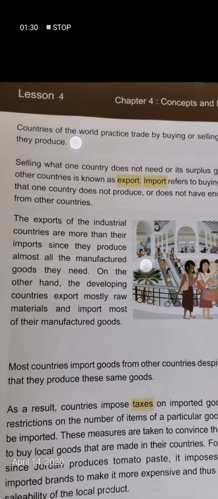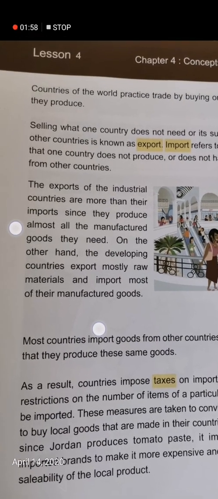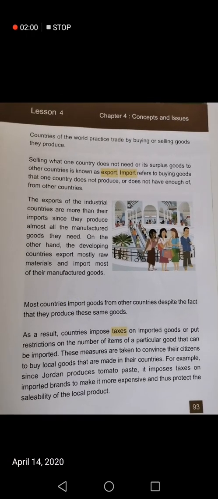Import refers to buying goods that one country does not produce or does not have enough of from other countries. So import is when one country buys the things that it needs from another country. The exports of the industrial countries are more than their imports since they produce almost all the manufactured goods they need. On the other hand, developing countries export mostly raw material and import most of their manufactured goods.